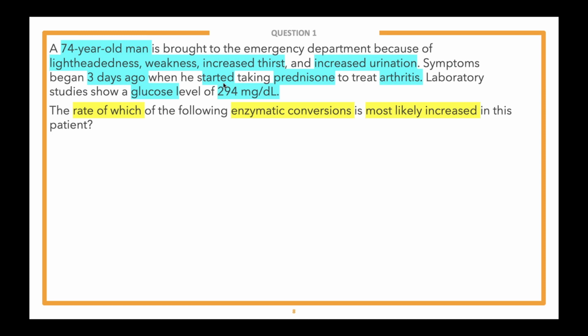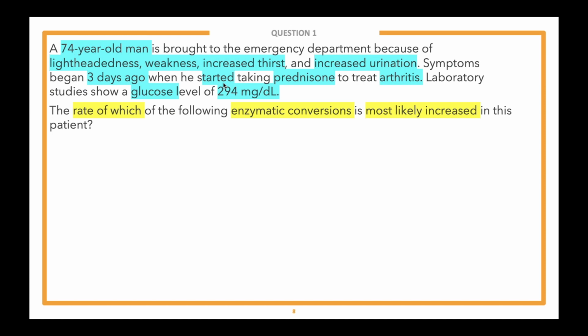Then they gave us some more important information, like when did these symptoms begin? Always important to make note of the duration. So how long has it been going on? Were there any temporal factors associated with this? In this case, they said it was around when he started taking prednisone. And then they gave us some important lab values, which are important to take note of here as well. So then in regards to the lead-in, they're asking us specifically which enzymatic conversion rate is most likely increased. So how many steps is this question? Well, one, I think we need to know in the broad sense what's going on in this patient.